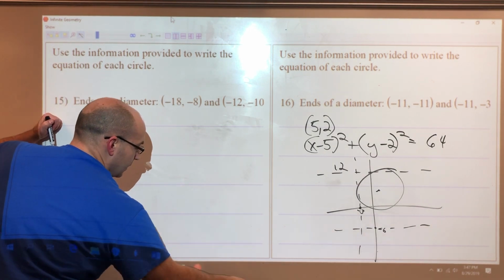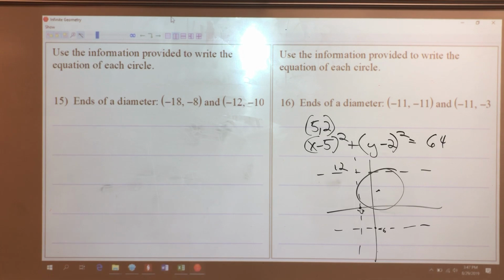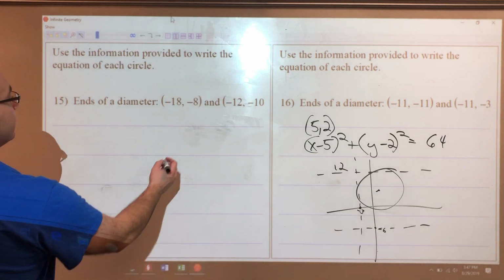All right. So if I'm looking for the ends of the diameter, that means I can very easily find the midpoint, which is the center of the circle. Okay, so for number 15, the center of the circle is negative 15, comma, negative 9.